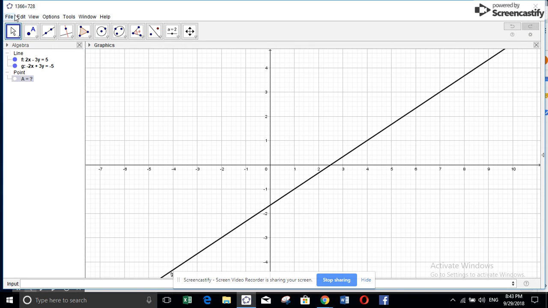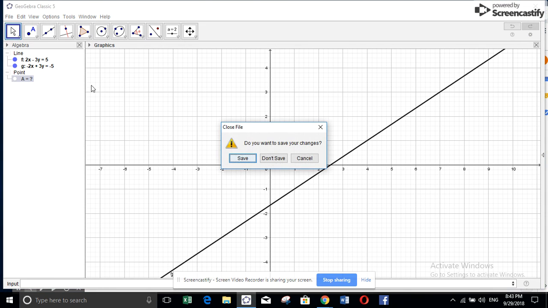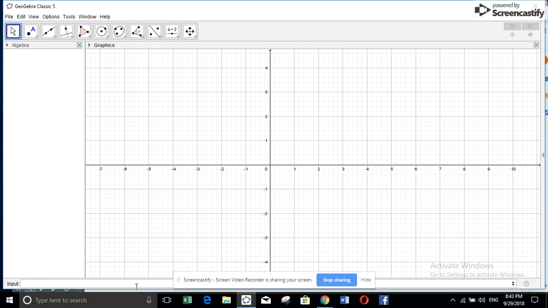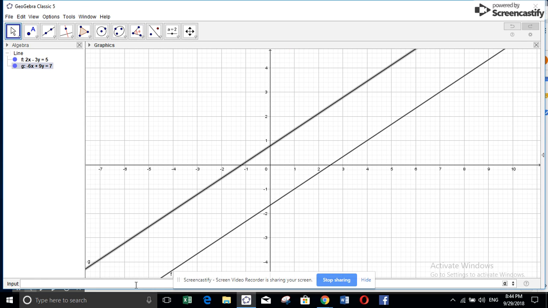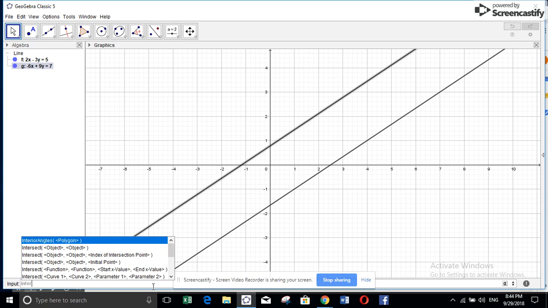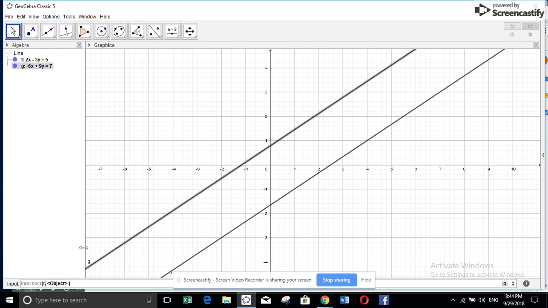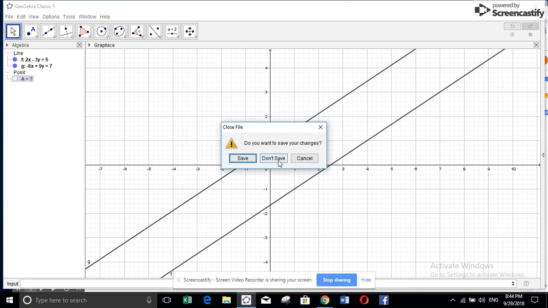If I want to check it also, to see what happened, let me put the first line, which was 2x minus 3y equals 5. And the second line, minus 6x plus 9y equals 7. As you can see, the two lines are parallel. If you search for the intersection between objects f and g, we don't have any output. So it means the two lines are parallel.